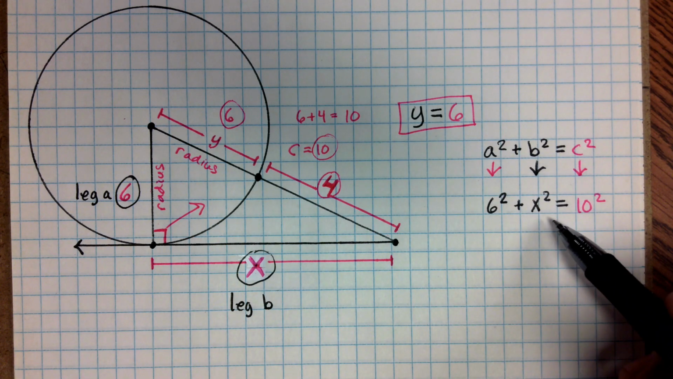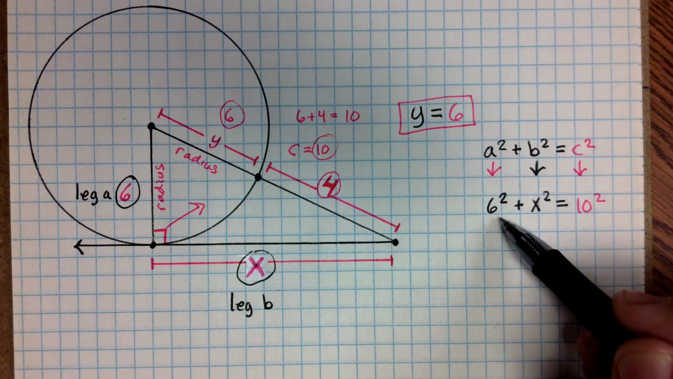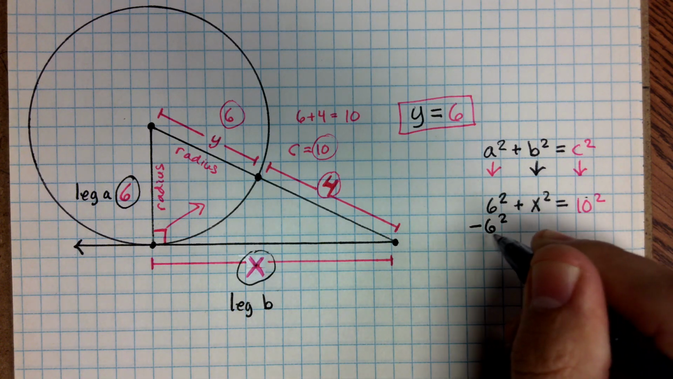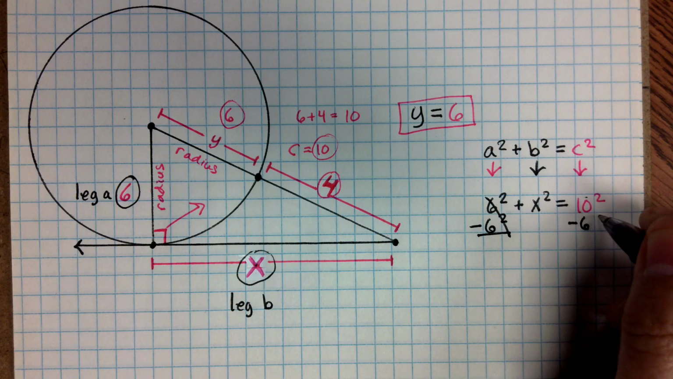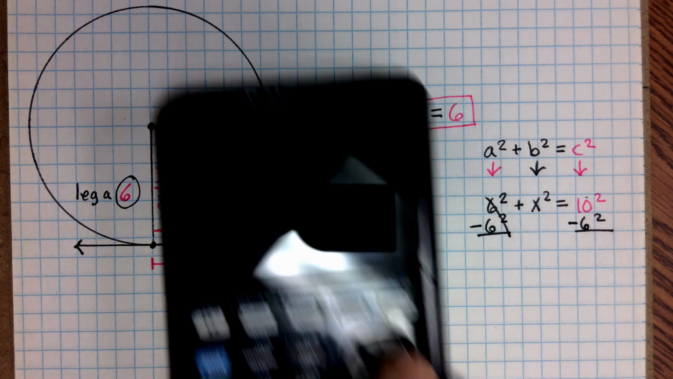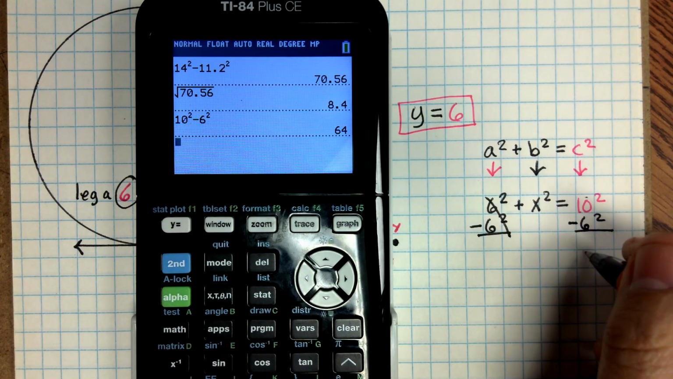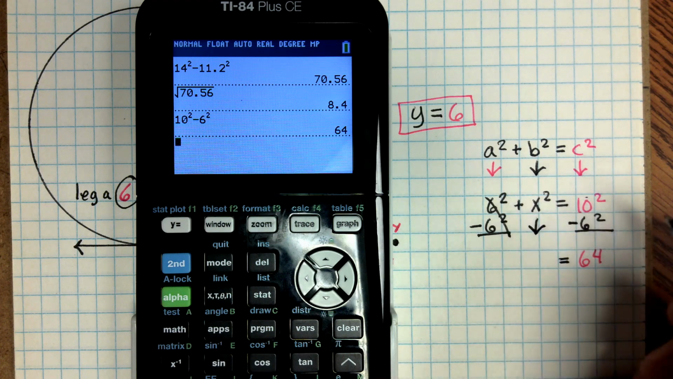So the next thing we want to do is isolate x, and to get x by itself, we need to take this 6 squared and subtract that whole term and move it to the right side of the equation using inverse operations. So I'm going to subtract 6 squared. That cancels out the 6 squared on the left side of the equation. I'm then going to subtract 6 squared from the right. And if I put that in my calculator, notice I have 10 squared minus 6 squared. And that's going to leave me with 64. So this becomes 64.